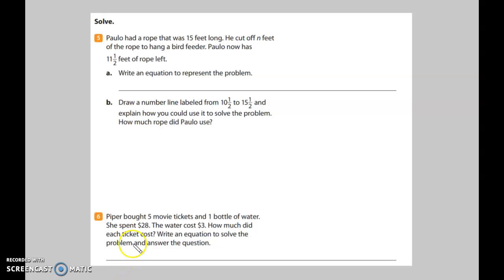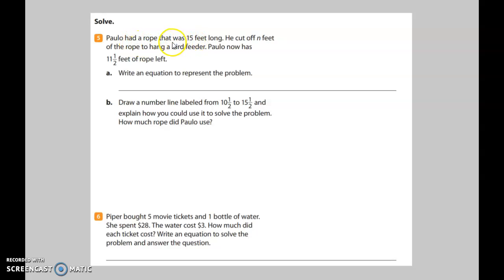Alright, this is a check your work video for lesson 19. We're looking at problems 5 and 6, so hopefully you try to solve these on your own before coming and looking at this video. Number 5 says, Paulo had a rope that was 15 feet long.